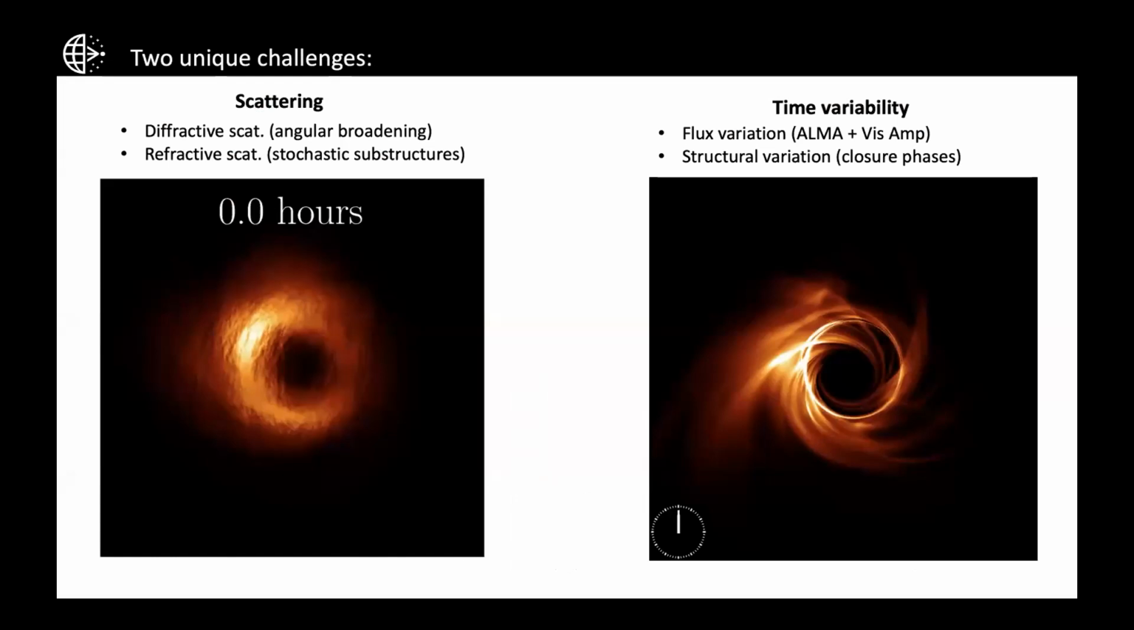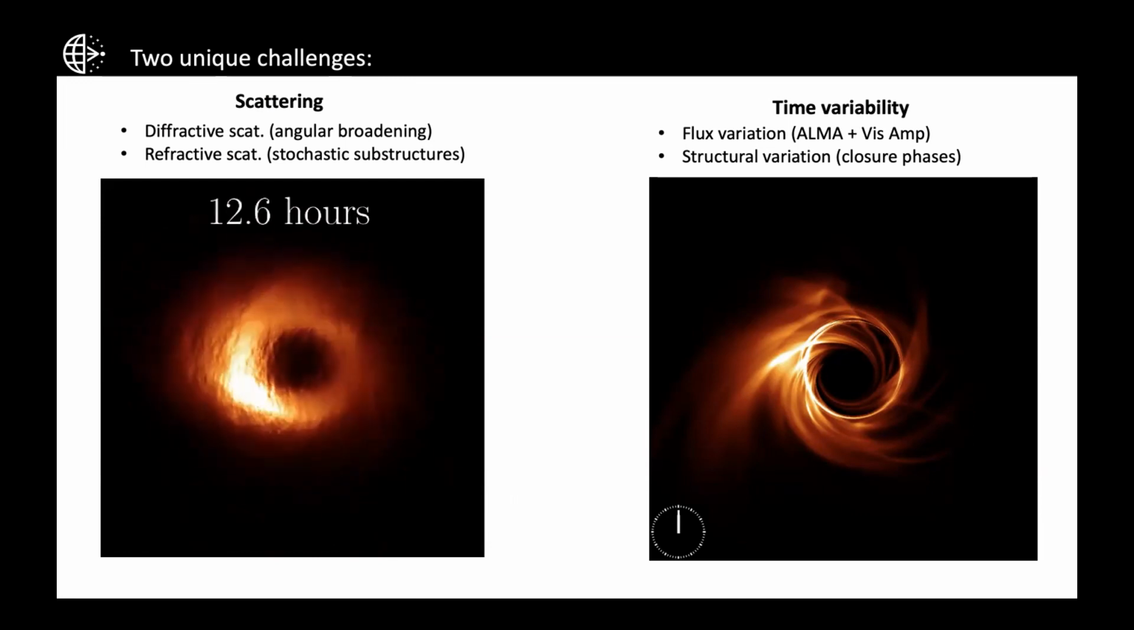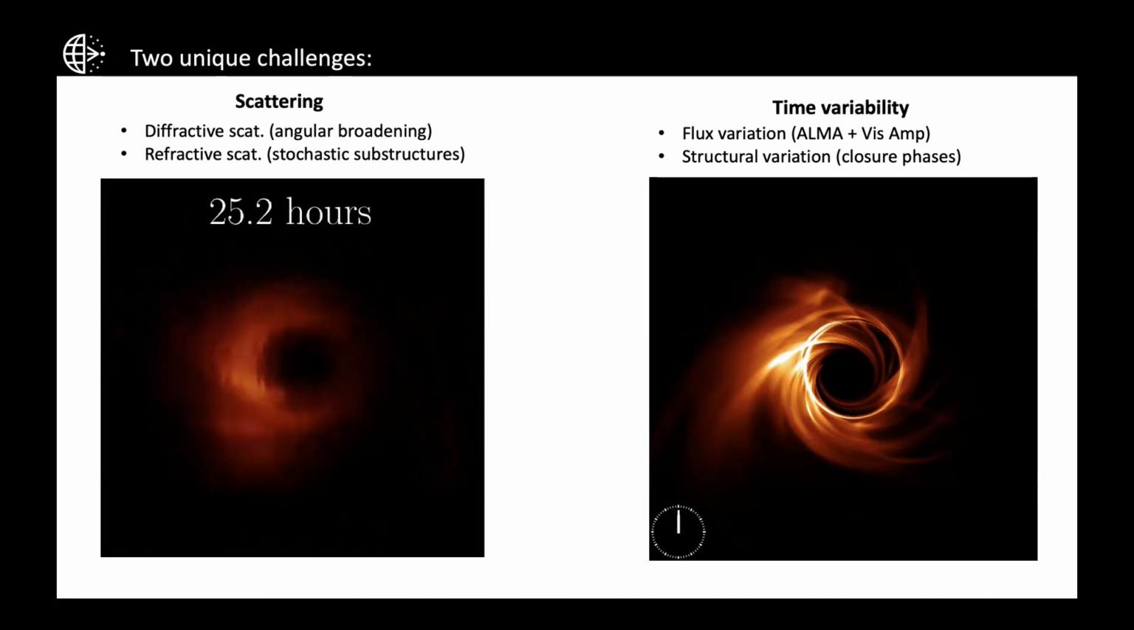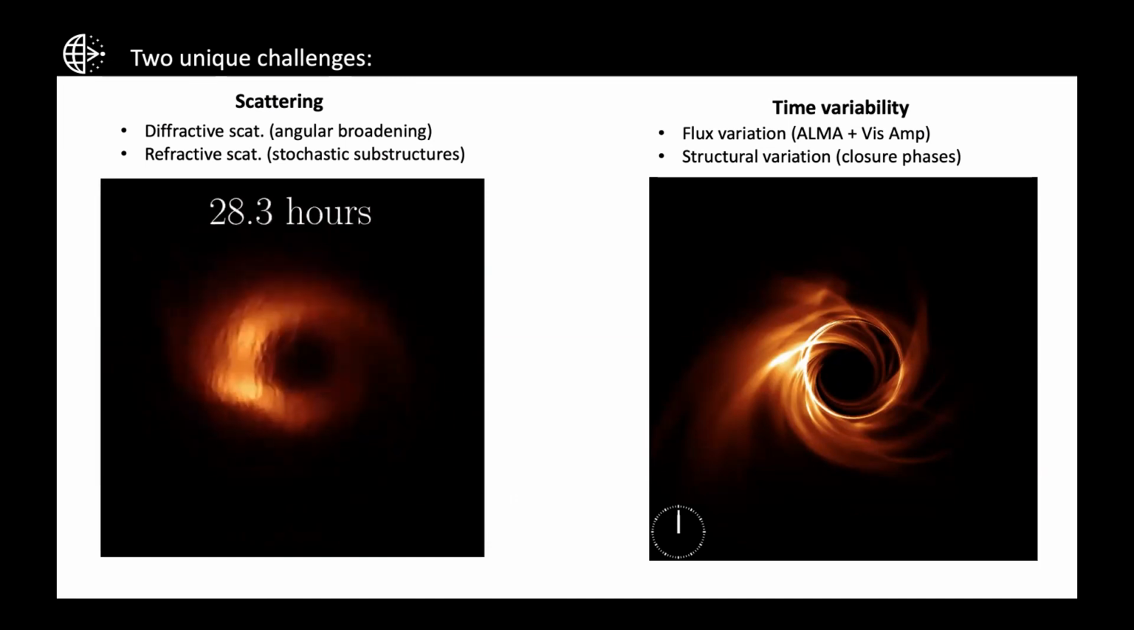Now, again, why was the case of Sagittarius A* special with respect to M87? Sagittarius A* offered mainly two big challenges. One of these is the scattering effect produced by the turbulent ionized plasma in between us and the galactic center, which is producing mainly two effects. One is due to the diffraction, which produces an angular broadening of the image, so the image looks blurred, let's say. And the other effect is more stochastic, due to the refraction, and produces this small stochastic substructure here in the image. This is why the image looks like this.